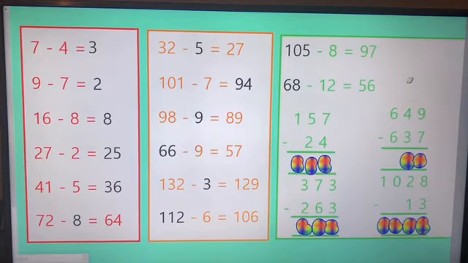So now we can move on to our first column subtraction. So we're going to do this one, 157 take away 24. We always start with the ones column. So the first thing we need to do is 7 take away 4. So 7 goes in my head, 4 on my fingers, and I count backwards because I'm taking away. Ready? 6, 5, 4, 3. So the missing number in my ones column is 3.